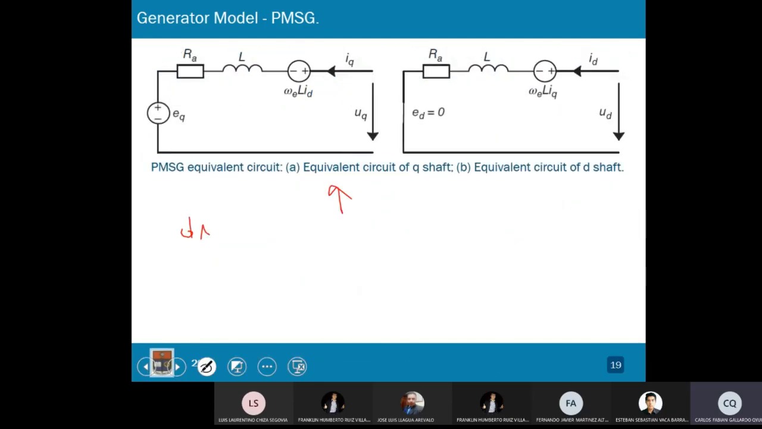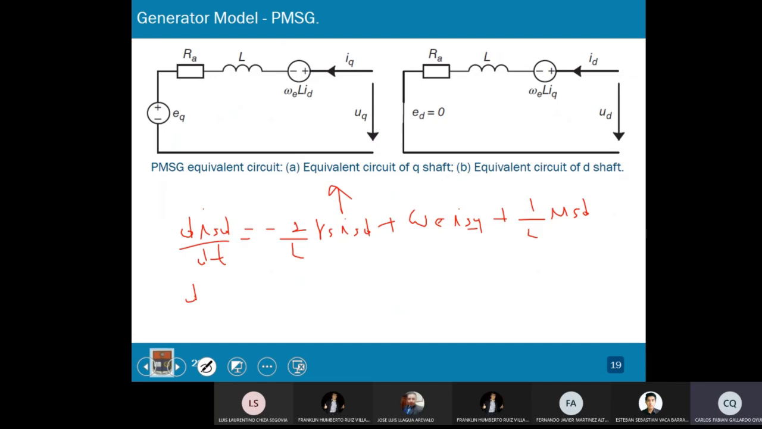So I will have here the derivative of the stator current on the D axis is equal to negative 1 over the inductance, times the stator resistance times the stator current on the D axis, plus the speed of the generator times the stator current on the Q axis, plus 1 over L, this is the inductance, times the stator voltage on the D axis. And this is for the D component.